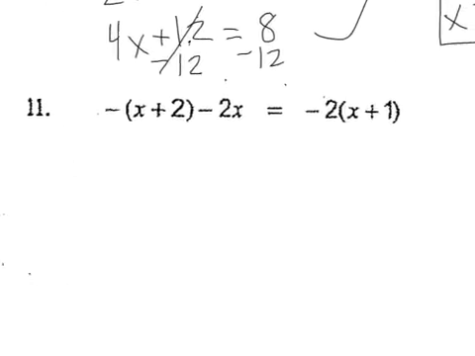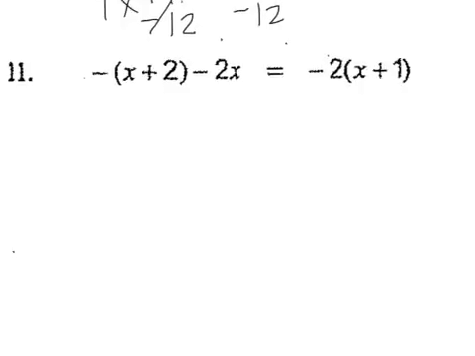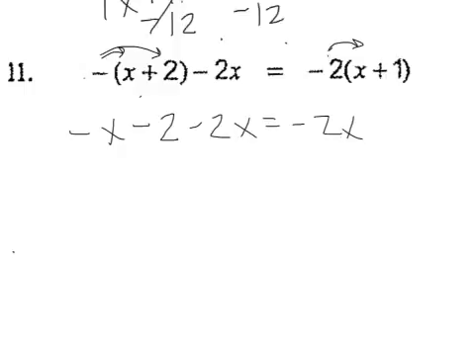Now I've got 11, which is similar. When you distribute the negative sign, it's like multiplying everything inside by a negative 1, and all it's going to do is change the sign of each thing inside. So a negative times an x is a negative x, and a negative times a positive we know is a negative, so we've got negative 2. Then we have minus 2x. Now we can distribute our negative 2. We have negative 2x. And negative 2 times 1 for negative 2.